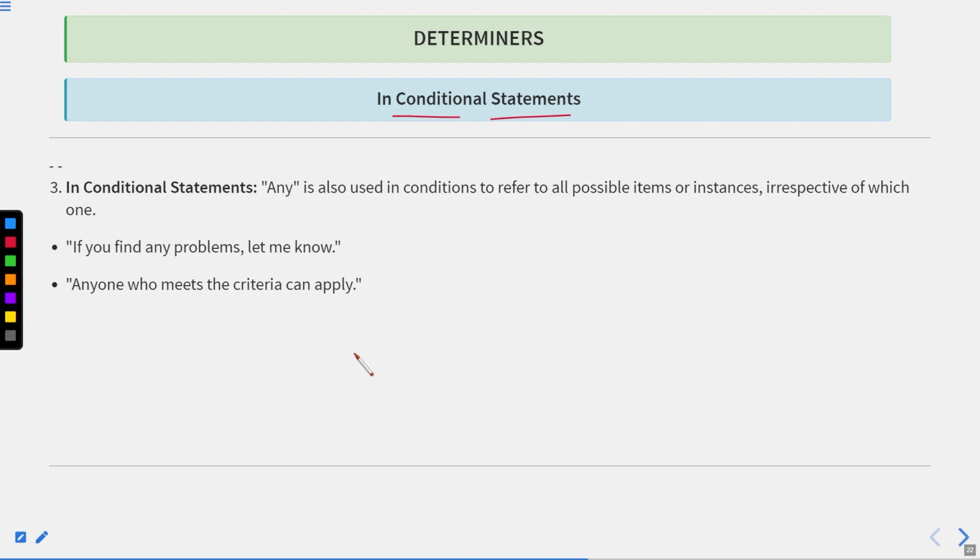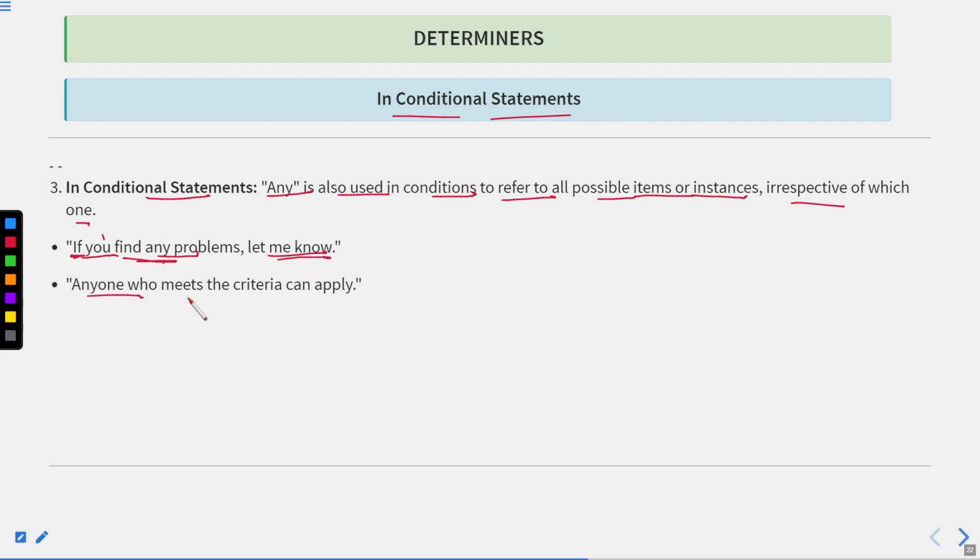When there is a condition, we can see the conditions. In conditional statements, any is also used to refer to all possible items or instances, irrespective of which one. If you find any problems, let me know. So if shows the condition: if you find any problems. So this is a condition, let me know.